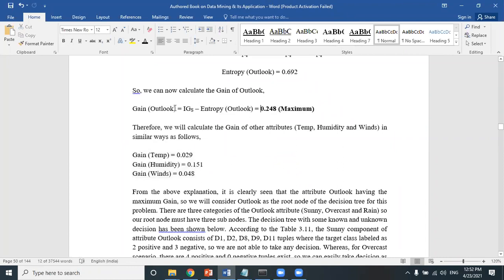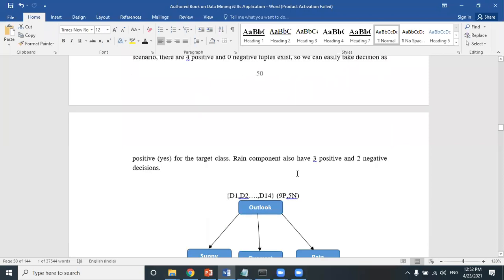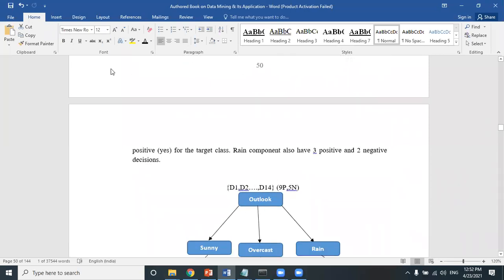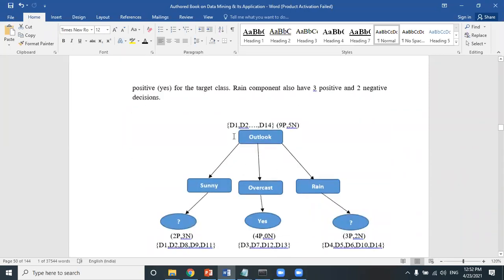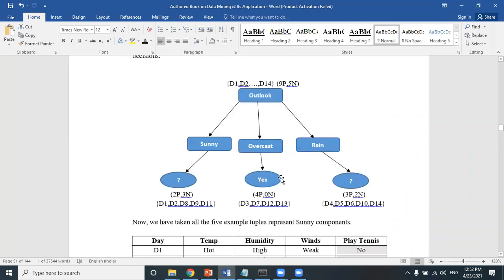So this attribute will be the root node of the first level of the tree. The root node of the first level of the tree will be outlook among these 4 attributes. And then the outlook will be divided again into sunny, overcast, and rain, 3 values, and with respect to sunny, then again we will have to do it.